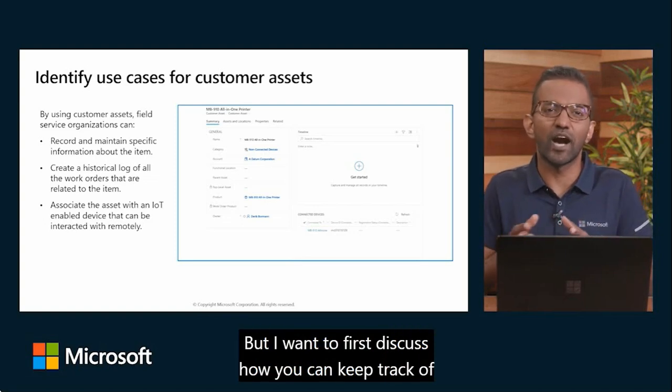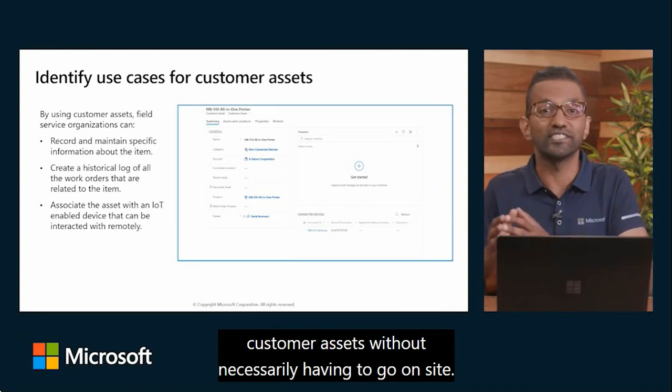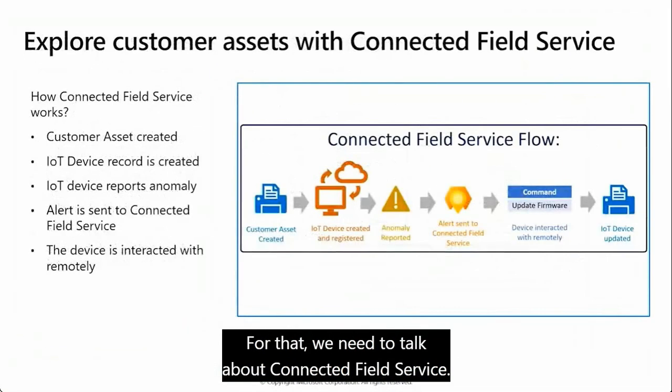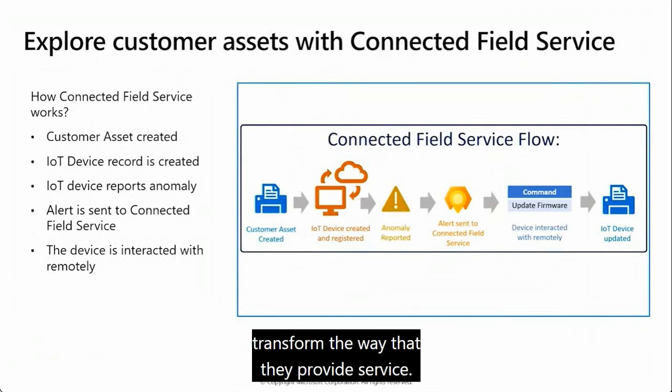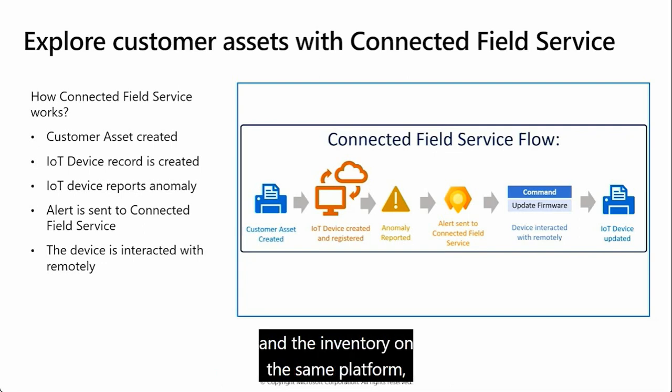But I want to first discuss how you can keep track of customer assets without necessarily having to go on site. For that, we need to talk about connected field service. Connected field service enables organizations to transform the way that they provide service. So instead of dispatching a technician whenever a product breaks to fix it, you can leverage an IoT connected service to monitor the assets and proactively predict a service model through the combination of IoT diagnostics, scheduling, asset maintenance, and the inventory on the same platform.